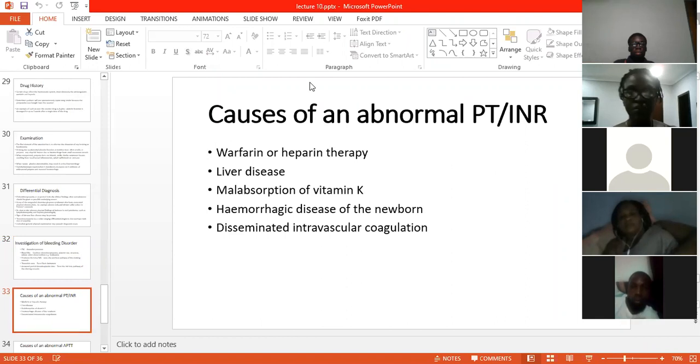If the INR, or the prothrombin time, is abnormal, then these are some of the differential diagnoses: warfarin, liver problems, vitamin K malabsorption, hemorrhagic disease of the newborn, disseminated intravascular coagulation.